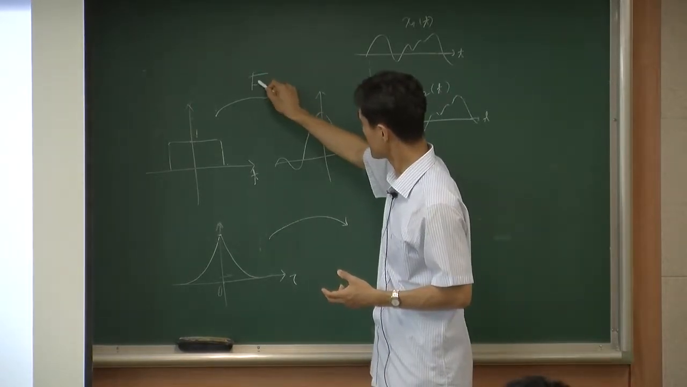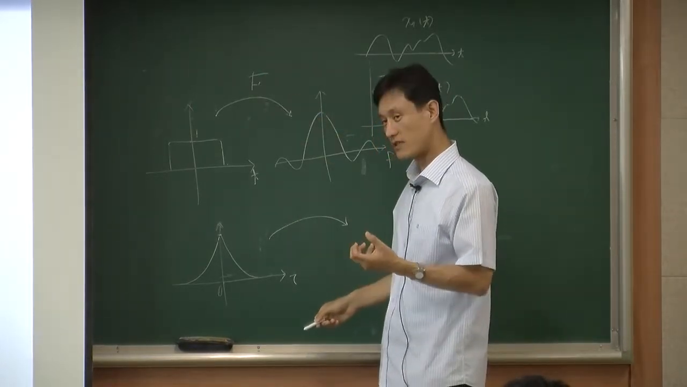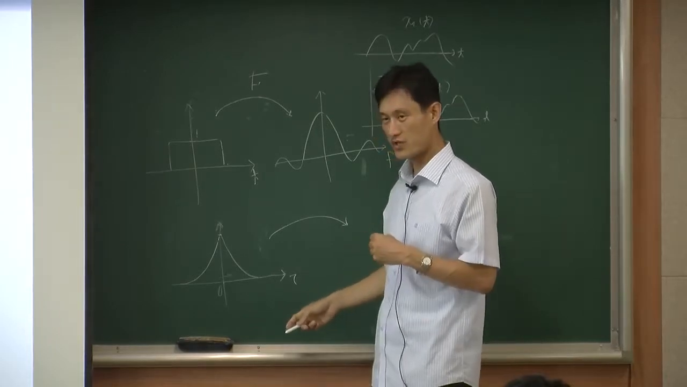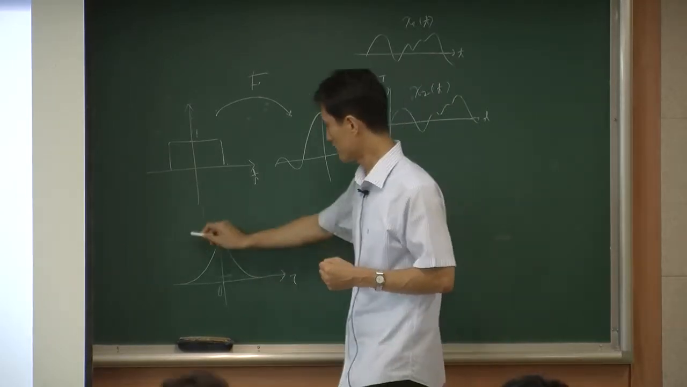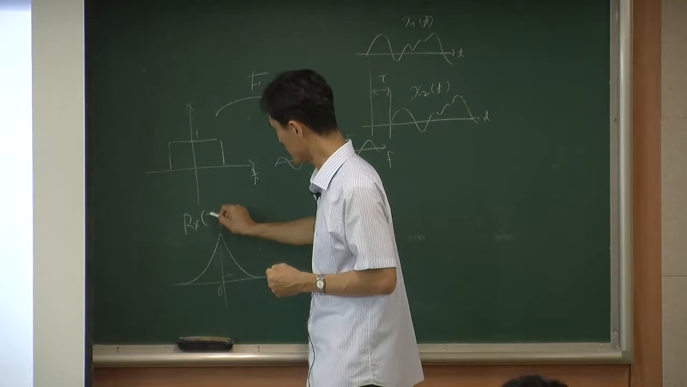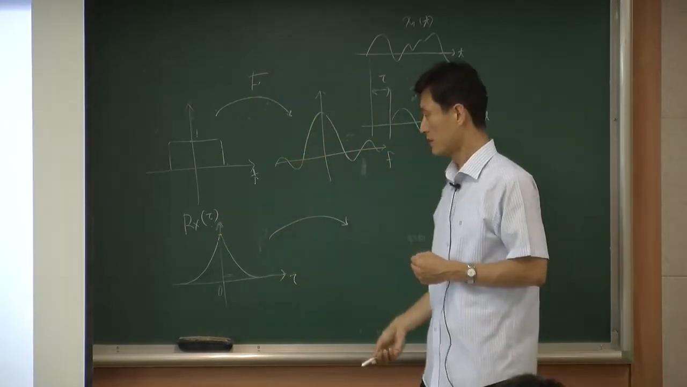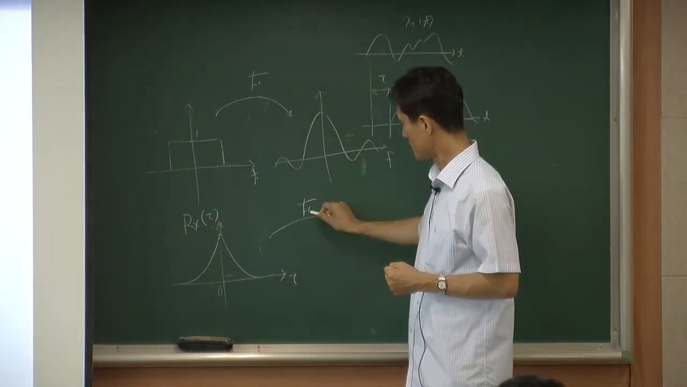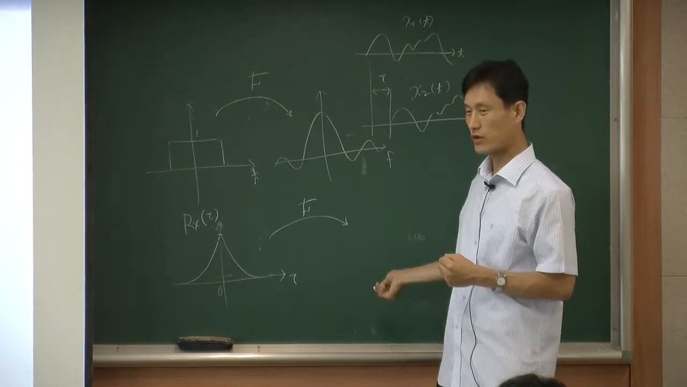Now let's think about the Fourier transform of this autocorrelation. This is Rx(tau), the autocorrelation. Now let's take a Fourier transform. Then what do you have?